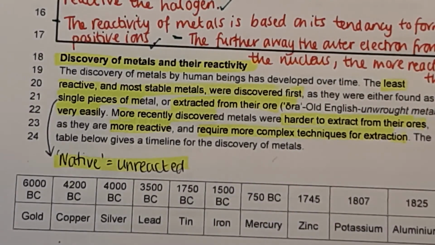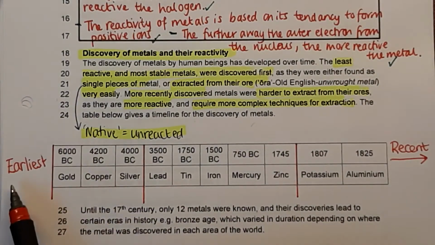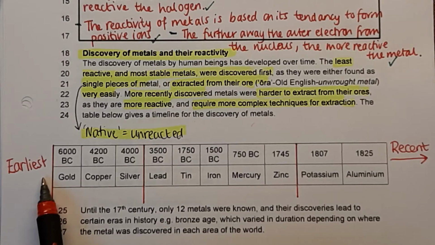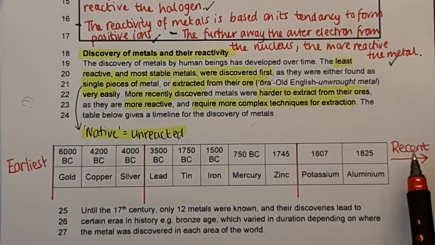So we're going to have a look now at this discovery of metals. I'm going to divide it up into a few sections. So we're going to zoom out for this. You can see here that on the left I've labelled earliest. So these were the ones that were discovered and found earliest, all the way through to recent. These are the ones that were most recently discovered. I'm going to write some annotations at the bottom here.